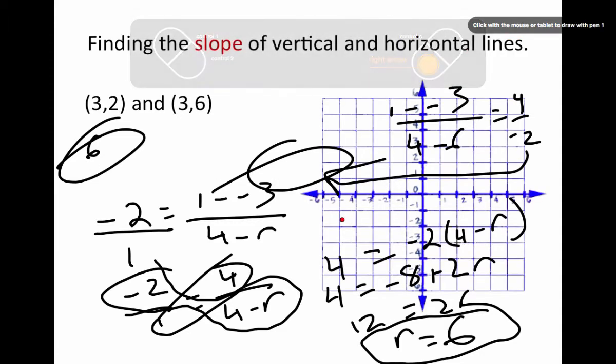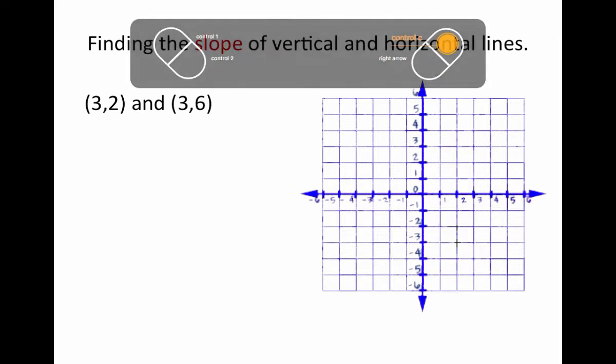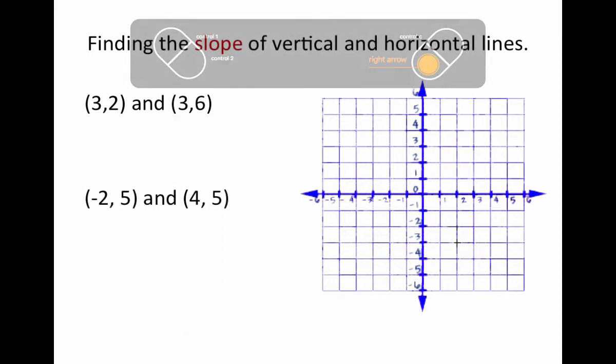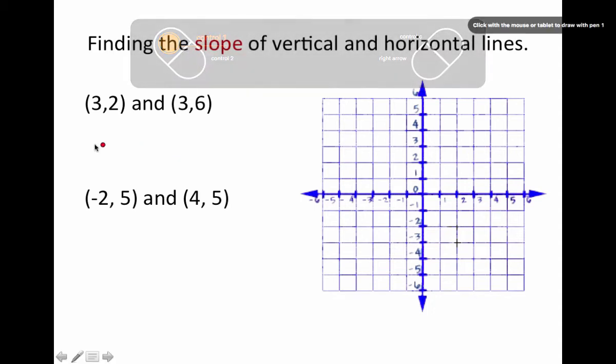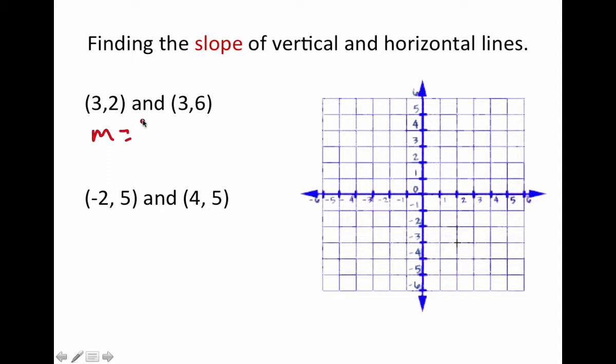Vertical and horizontal lines. Got a little bit more going on here. First one. If you just are a good little soldier and you're going to do m equals y2 minus y1 over x2 minus x1. Oh no, we get 4 over 0, which is undefined. Plot those points. 3, 2. And 3, 6. Holy cow, it's a vertical line.